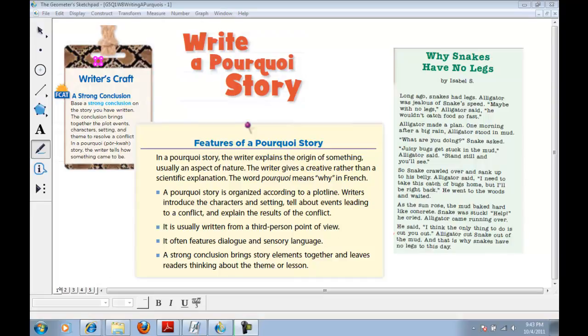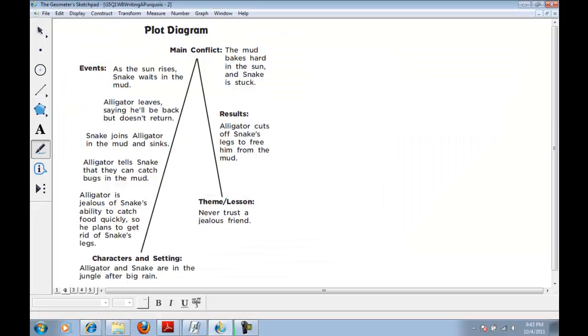Now let's take a look at the graphic organizer you can use to plan for writing a pourquoi story. This graphic organizer is called a plot diagram. And a plot diagram kind of looks like a mountain. Now, the beginning is actually down here where you're going to list the characters and setting for your pourquoi. The characters and settings for the pourquoi we just read are the alligator and snake, and they're in a jungle after a big rain.